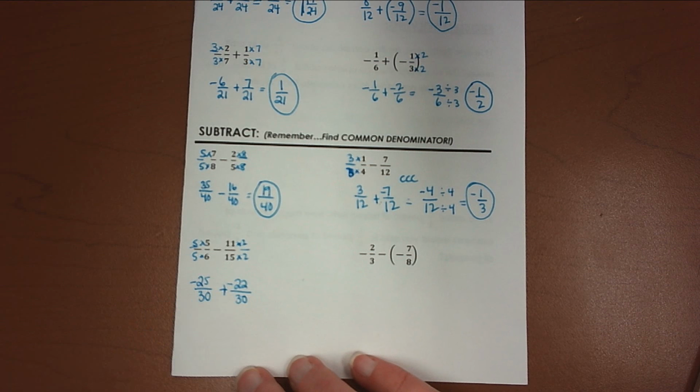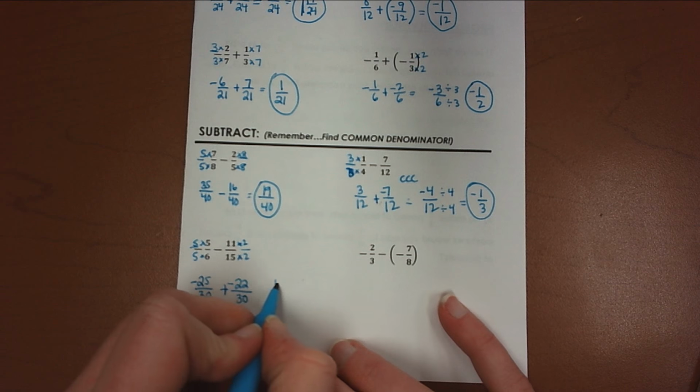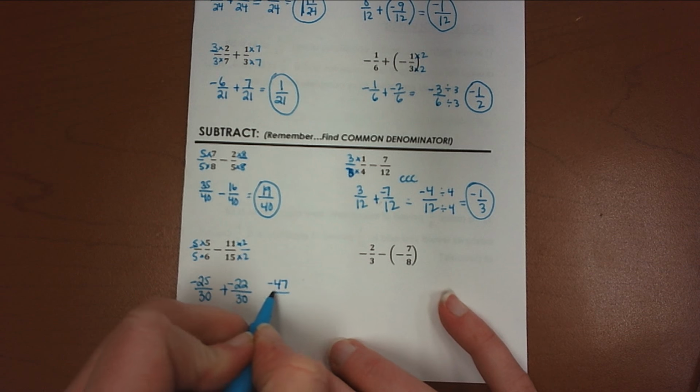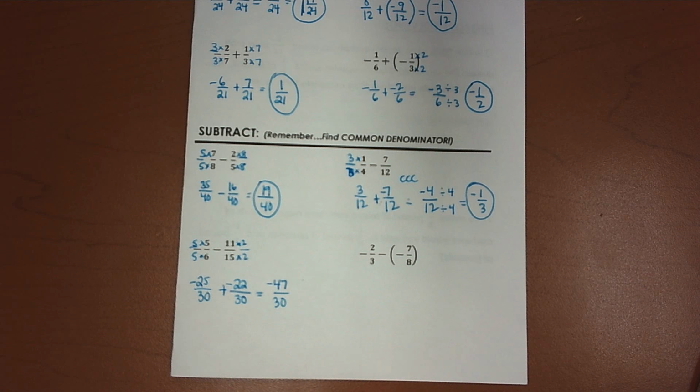When signs are the same, I can add and keep. So I'm going to add 25 plus 22, which is 47. Keep the negative sign and keep my denominator. And I get negative 47 over 30. Well, I do think that is in simplest form. It is an improper fraction because the top number is bigger than the bottom.